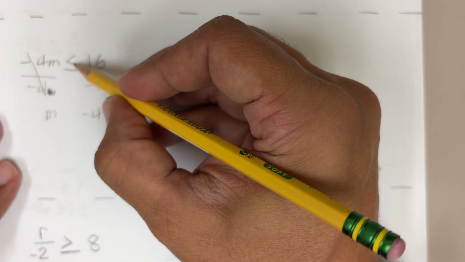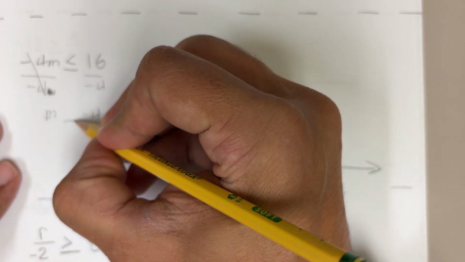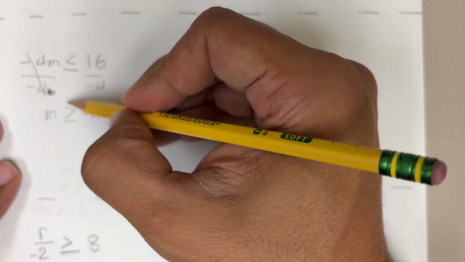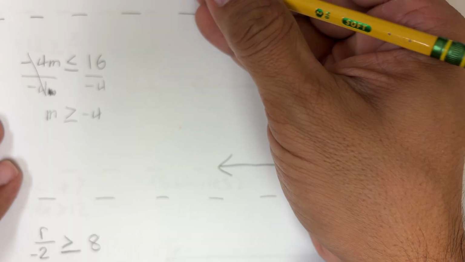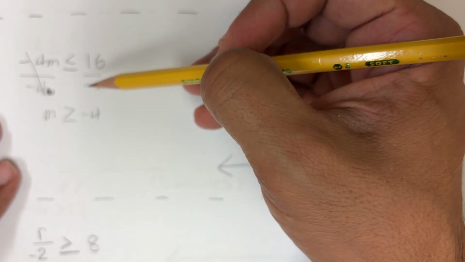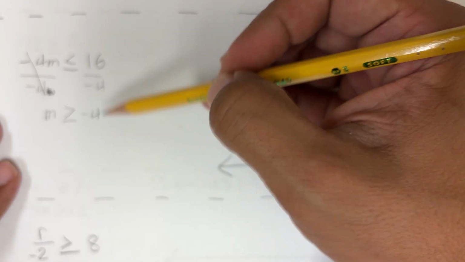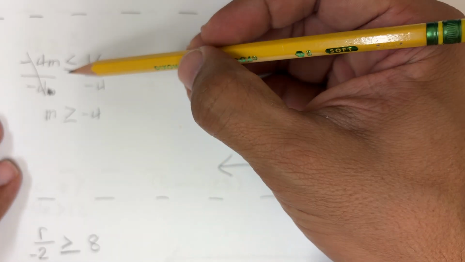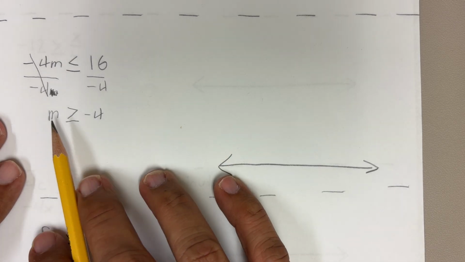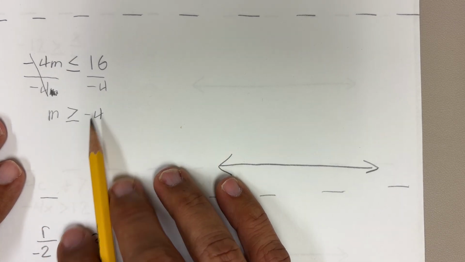And now this sign is going to change directions. So why is the sign changing directions? It didn't change directions last time. Well, if you divide or multiply by a negative number to solve the equation, the inequality is going to change directions. Okay? And I'll show you how this works at the end, hopefully. So now m is greater than or equal to -4.